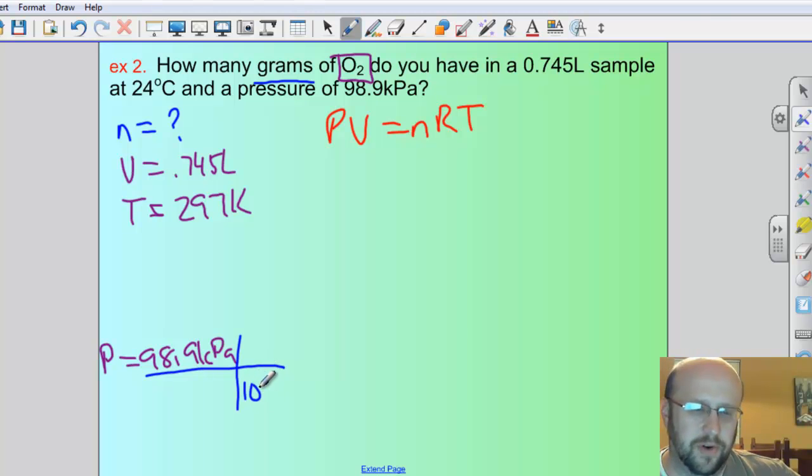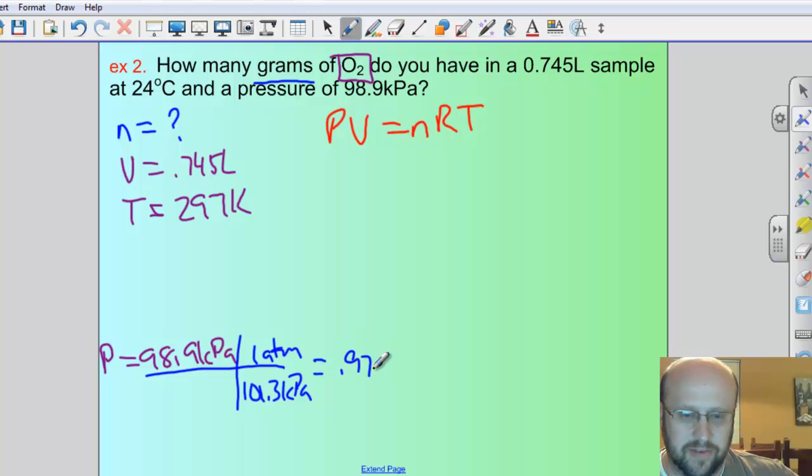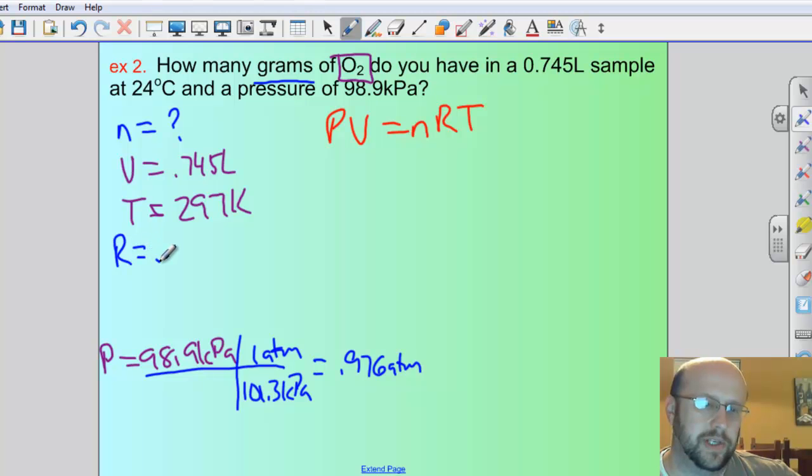This was the first thing that we did this chapter, was we converted temperature and pressure measurements. So 1 atmosphere on the top, 101.3 kilopascals. That's going to come out to be, let me see here on my sheet, 0.976 atmospheres. So that's my pressure. R is a constant. Always know what that is. Okay, and so we're going to plug that in.